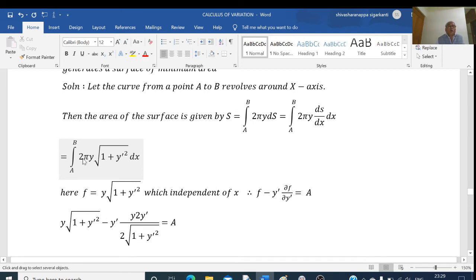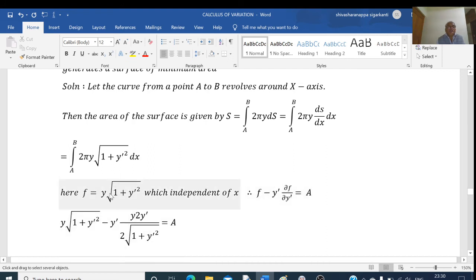Because 2 is a constant quantity, pi is a constant quantity. That is, whether the functional becomes maximum or minimum depends on the remaining quantity. So therefore I will take f equal to y into root of 1 plus y dash square. And this is independent of x. There is no x term here. If it is independent of x, then we have this equation, f minus y dash into dou f by dou y dash equal to a constant quantity.